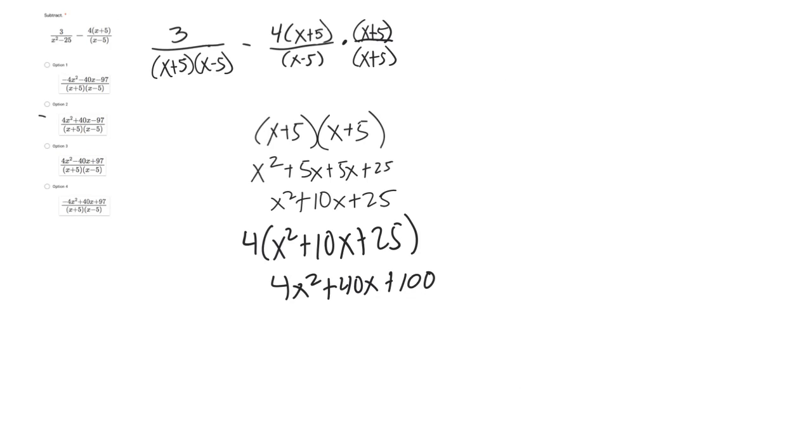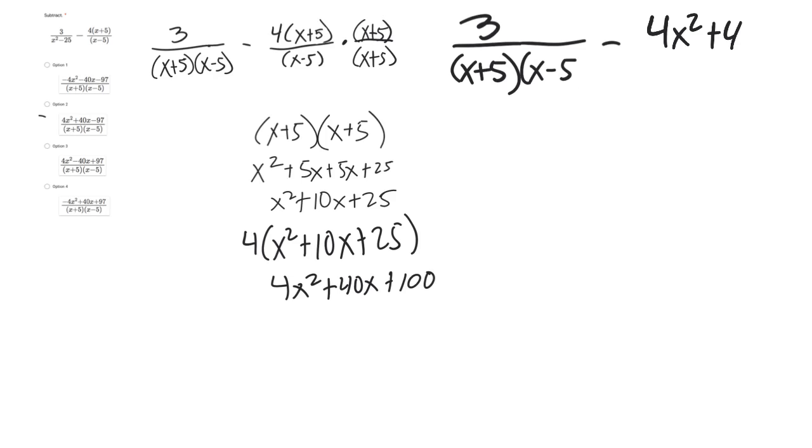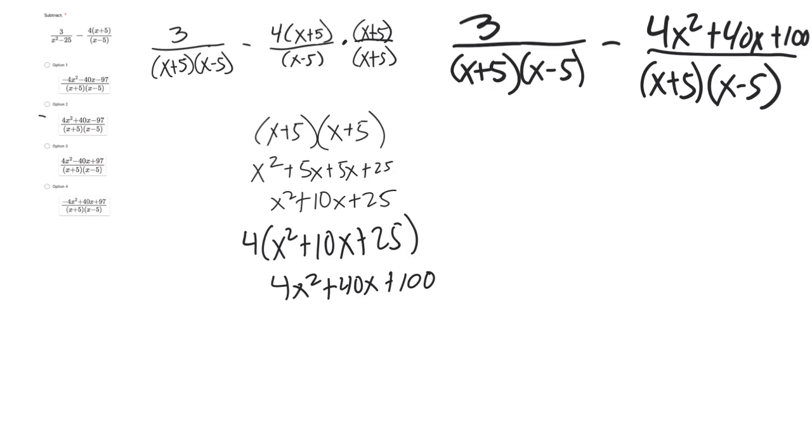Let's rewrite this. We have 3 over x plus 5 times x minus 5. And then we're going to subtract. We're going to use our expanded form that we've worked out. We're going to subtract 4x squared plus 40x plus 100, and bring over our denominator. Now all we got to do is combine our numerators.